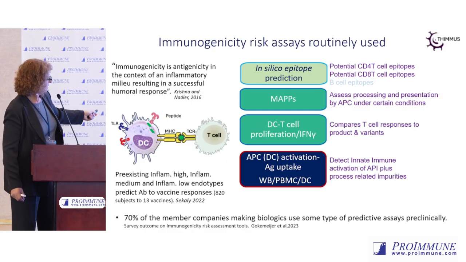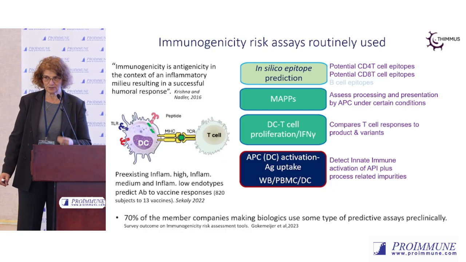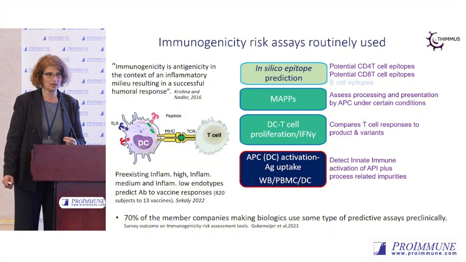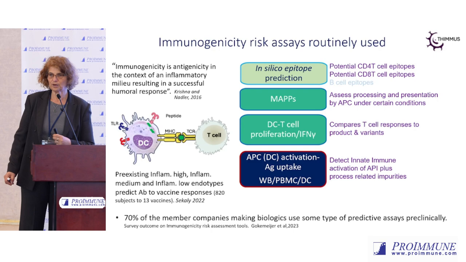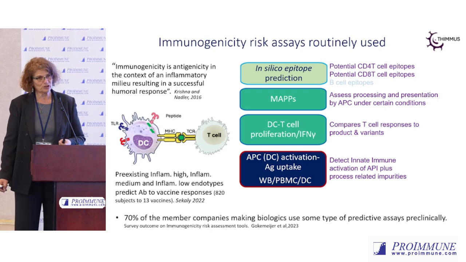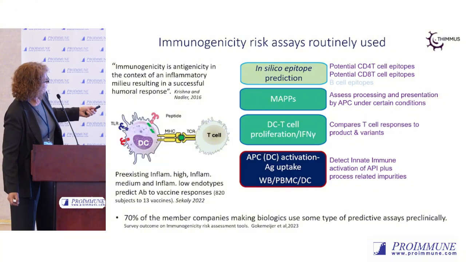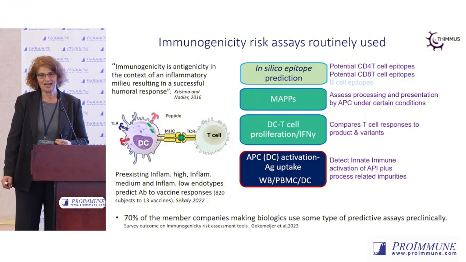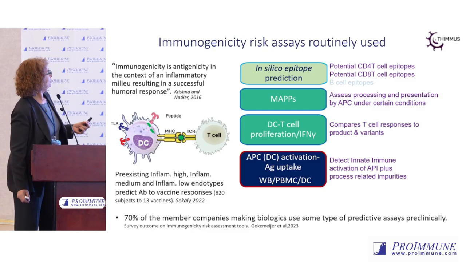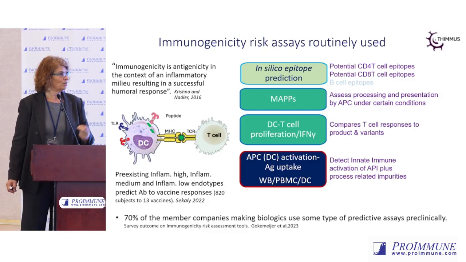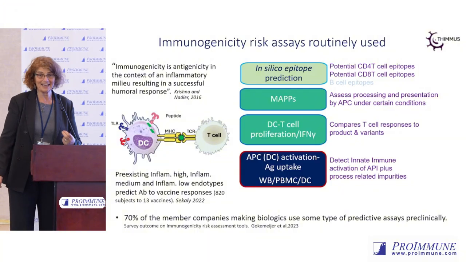But it all really starts here. It starts with the antigen-presenting cell and the ability of that antigen-presenting cell to take up the antigen, process it, and present it. And there is a definition of immunogenicity. It's not mine. It's from Christian Nadler from about 10 years ago, that says that immunogenicity is really antigenicity in the context of an inflammatory milieu that results in a successful humoral response. And I really like that.